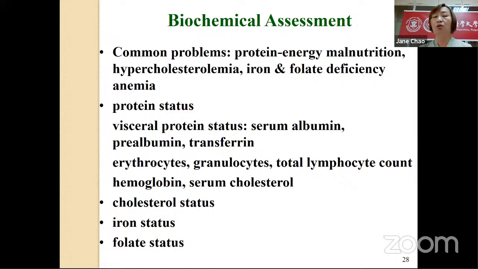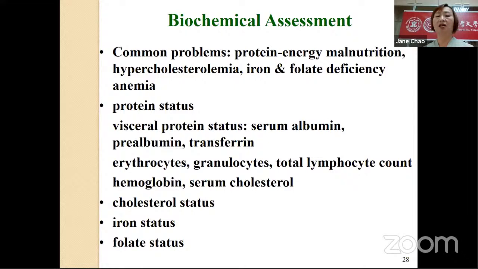So usually we have to identify what kinds of problems the elderly might have. We focus on those problems related to nutritional status, then we determine which biochemical parameters we need to know. In the elderly, the common problems are protein energy malnutrition, hypercholesterolemia, and iron and folate deficiency anemia. So according to their common problems, we can determine what kind of biochemical parameters we can measure, especially for nutritional status. For protein energy malnutrition, we can measure protein status.